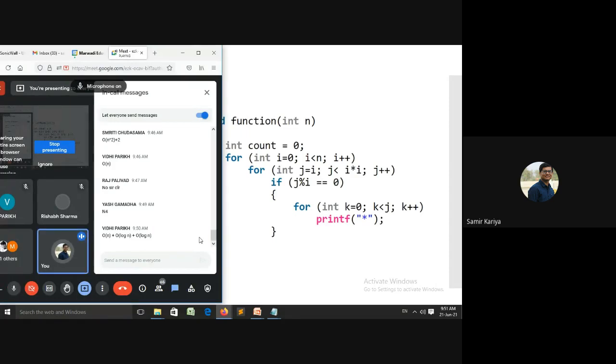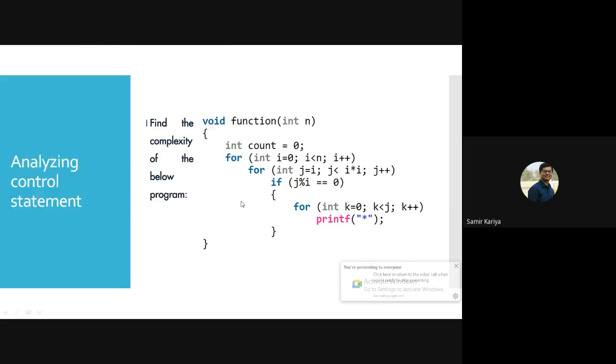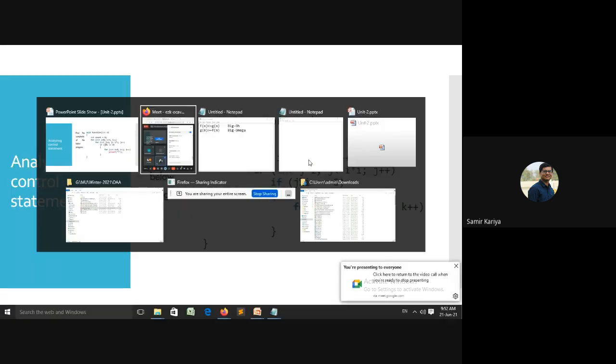Okay, guys. So what is the correct answer? The correct answer is n raised to 5. Guys, here the answer is n raised to 5. Let's simply observe here. Where is my notepad? Yeah.